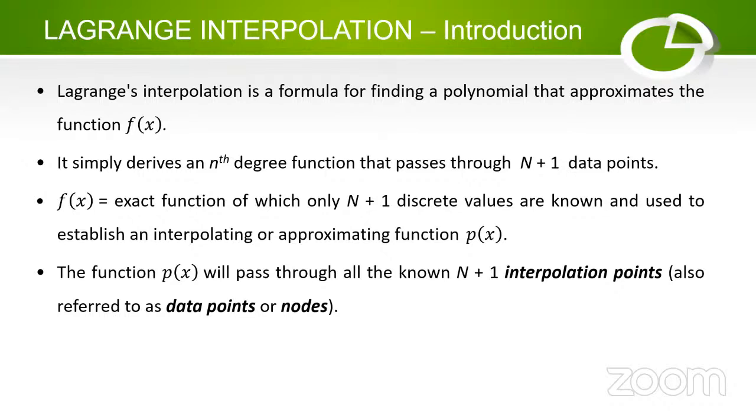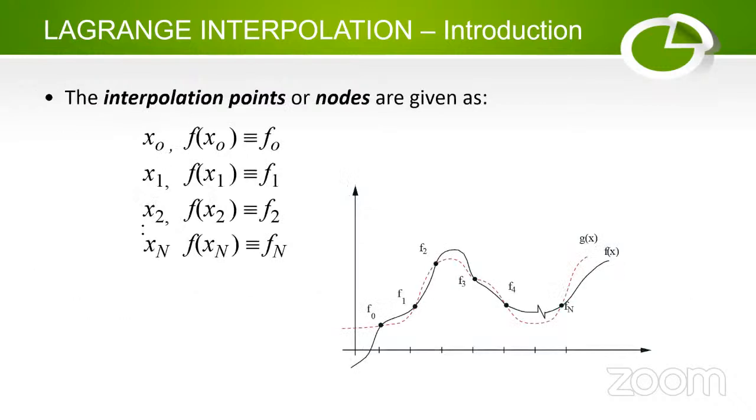So what we are saying here is that the n+1 data values will be known to us or will be given to us. Then, of course, for every input, we'll have an output. So the function which we now interpolate or approximate is the p of x. Then the p of x will pass through all the known n+1 interpolation points, also referred to as data points or nodes. We will get a better view of this when we look at it in a graph.